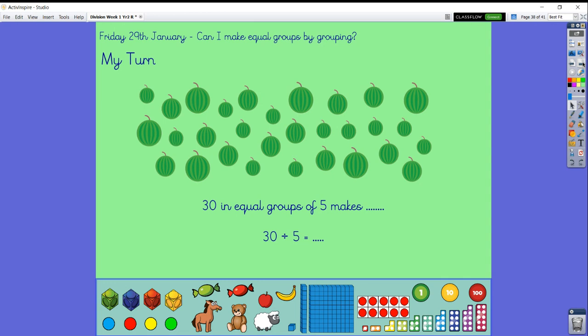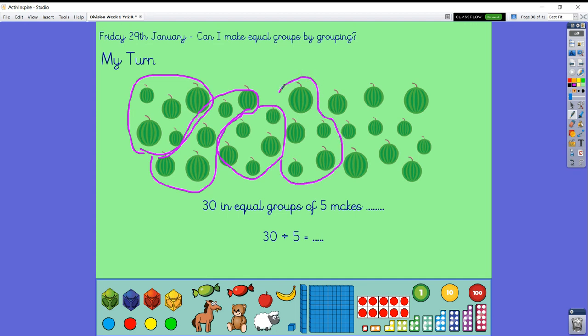So would you like to have a go? If you get some objects to help you, get yourself 30 objects. Can you grab them into groups of 5? And how many groups of 5 do you make? Brilliant. Let me see if I can draw on the board. So let's see, we've got one group. I've grabbed one group of 5. I've grabbed another group of 5. I've grabbed 3 groups of 5, 4 groups of 5, 5 groups of 5, and another one here, 6 groups of 5.